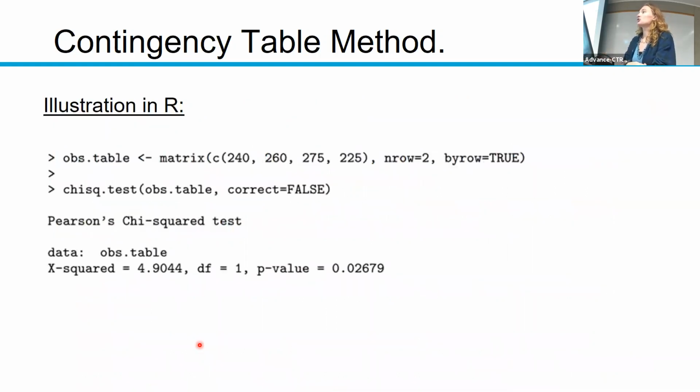So quickly, just to show you what this might look like in R, this first line is you're generating your observed table by plugging in those 4 values and telling it that those are strung across 2 rows. And then this is saying perform a chi-squared test on the observed table. You'll get into this correct equals false later. But when you run those 2 commands, this is what would come out, which is exactly what I had showed you before. The chi-squared value, the degrees of freedom, and the p-value.